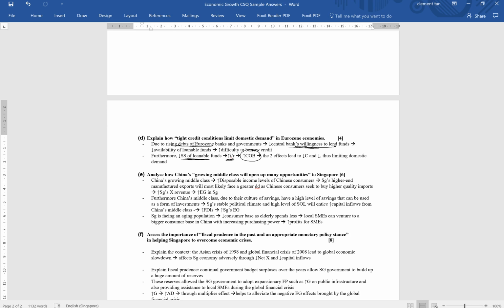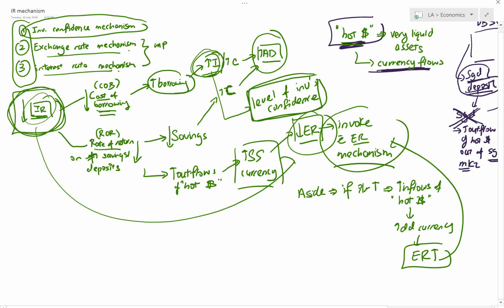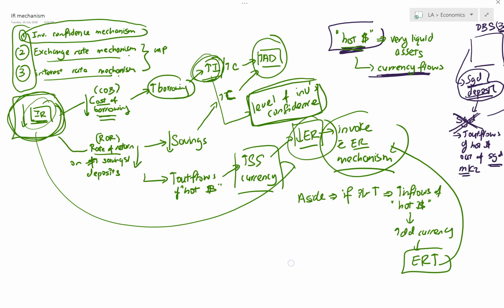Okay, so that sums up my video. Three mechanisms that I always encourage JC students to remember for macroeconomics: investors' confidence mechanism, exchange rate mechanism, and interest rate mechanism. Hopefully this video will assist students to revise more effectively for their A-level exams. Thank you.